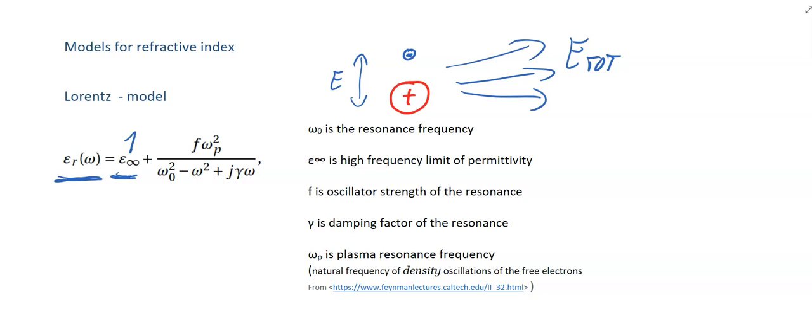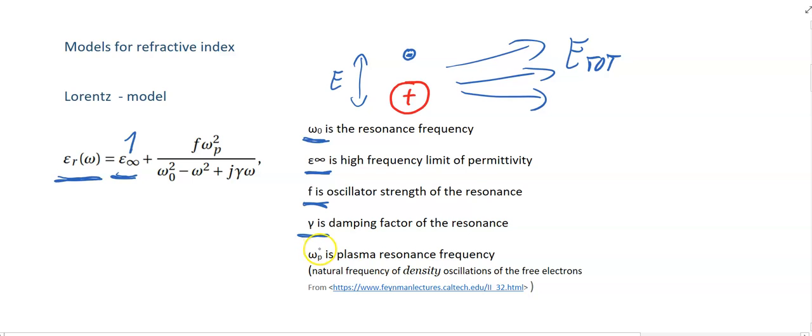In this model, omega 0 is the characteristic resonance frequency between the oscillating charges. Epsilon infinity is the high frequency limit of permittivity. F is the oscillator strength of each of the resonances. Gamma is damping of the resonance.